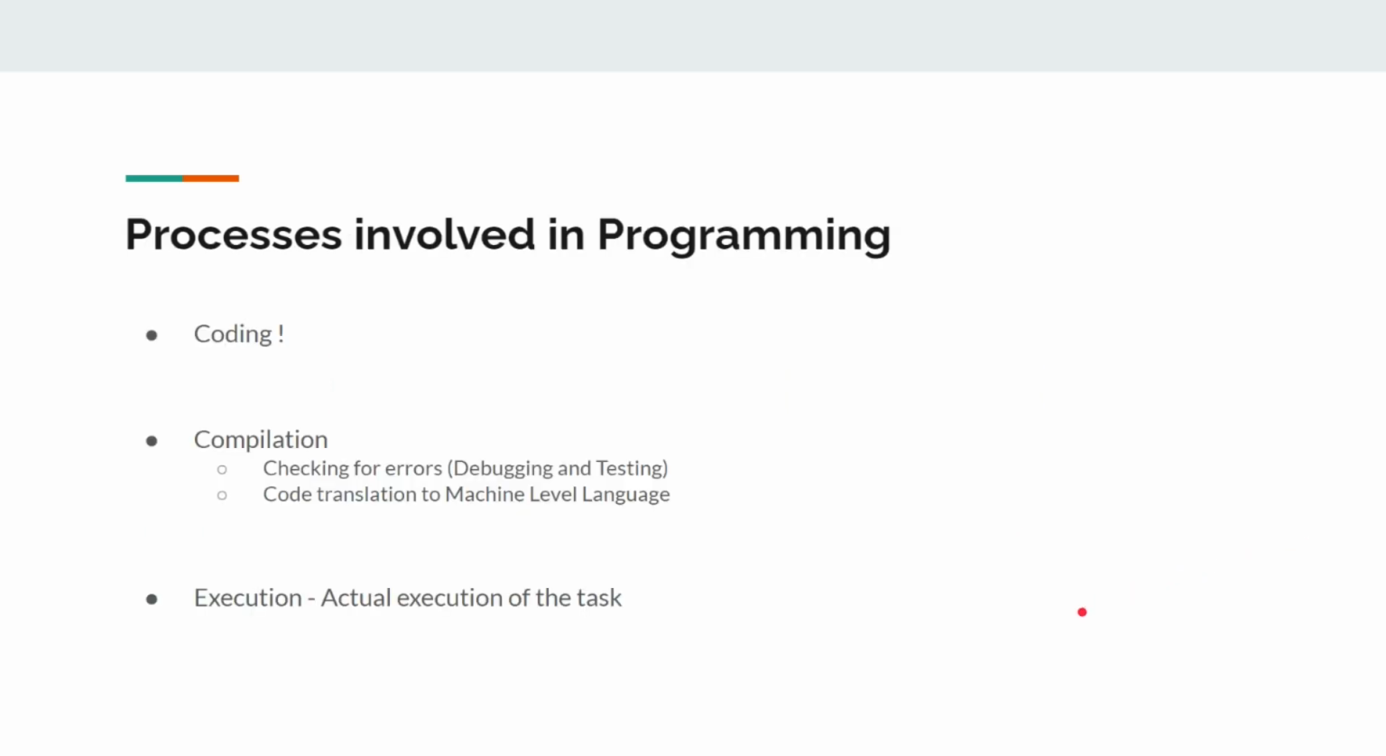So, what are the processes that are involved in programming? Surprisingly, the main process involved in programming is coding. In order to program, we have to choose a particular programming language and write code in order to build, design, and execute the task. And the second process is the compilation. Compilation is subdivided into error checking and code translation.